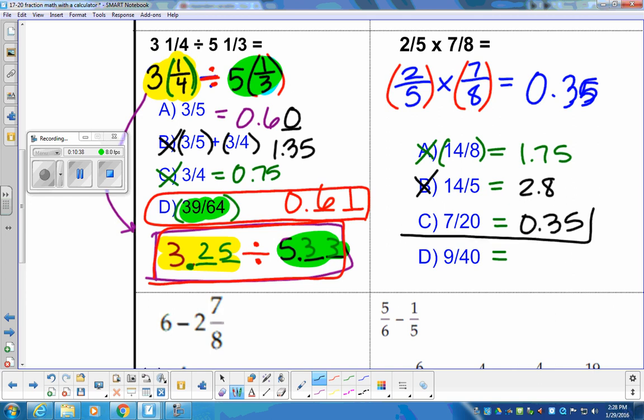Just kidding, sorry about that. Part C is actually exactly right. There's our 35 cents. Winner, winner, chicken dinner.